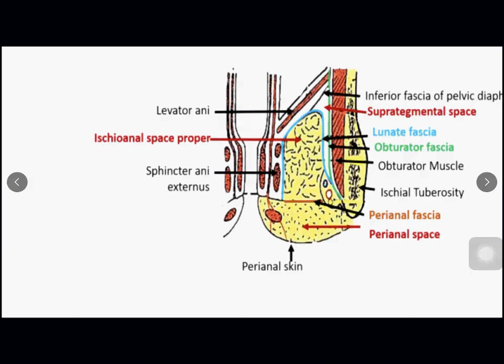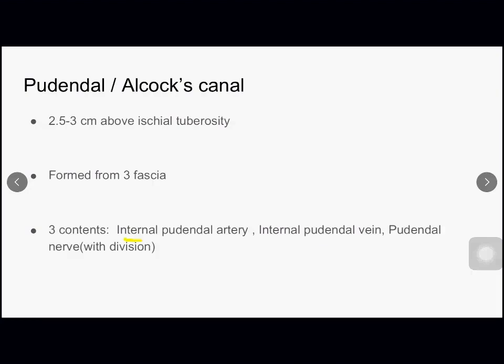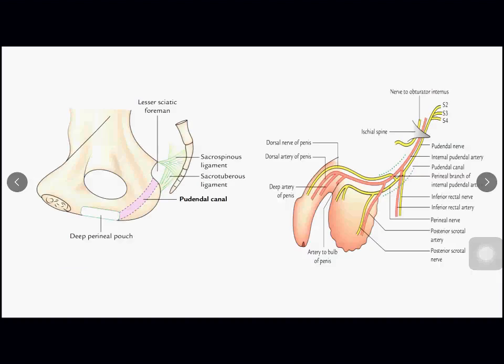It has three contents. What are the three contents? You have the internal pudendal artery, internal pudendal vein, and pudendal nerve along with its divisions. I have told you about the internal pudendal artery in the previous slide itself. Now let us see about this pudendal nerve. This pudendal nerve is actually formed from the union of the ventral rami of S2, S3, S4. It is formed in the pelvis by the union of these S2, S3, S4.